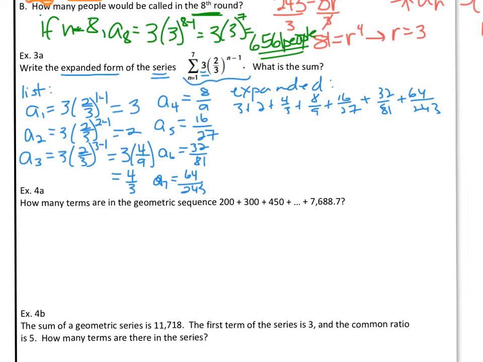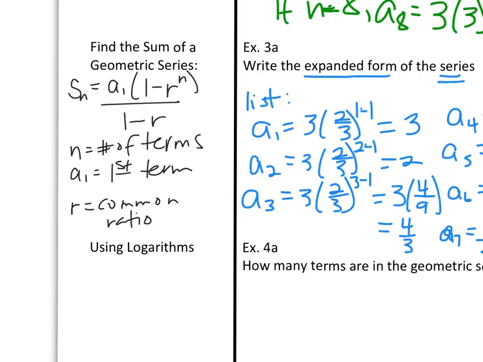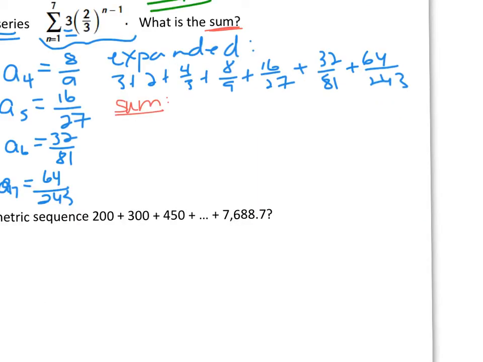So let's go back over to the left-hand side of our note packet. The formula to find the sum of a geometric series is S sub n equals a sub 1 times (1 minus r to the n) all over 1 minus r. Notice this is an exponential formula, and we can use this formula to find the sum of that geometric series in example 3a. To find the sum, if we know what our terms are, we can use our formula.